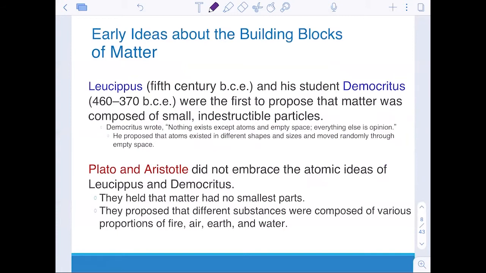Okay, moving on to the scientific approach. When we're looking at early ideas in chemistry, Leucippus was the first person to actually propose that matter was composed of what he called small indestructible particles. Plato and Aristotle did not really like this idea, so back in the day, this wasn't really held in any regard. But I think it's an interesting story that the book dives into. Today we have the scientific method, right?